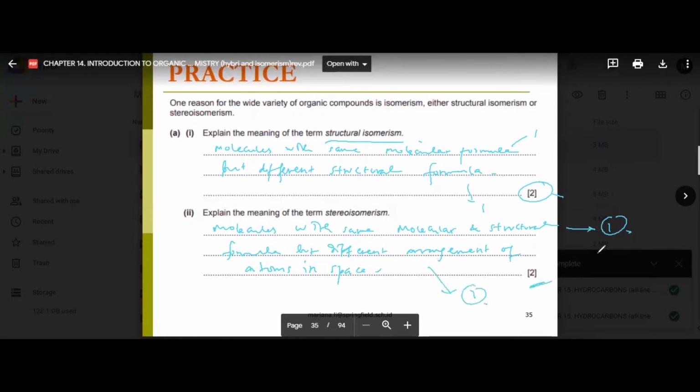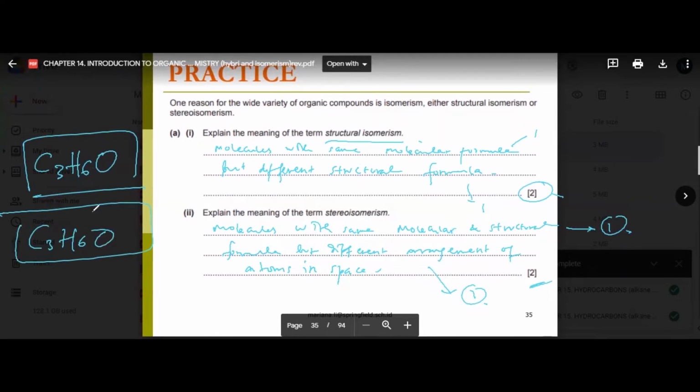Molecules with the same molecular and structural formula is 1 point, different arrangements of atoms in space is 1 more point. So if you just state molecules with the same molecular formula, you just get 1 point. Please remember, get it? Same molecular formula means, for example, if I have C3H6O, both have the same molecular formula, but later on they differ in structure or different arrangements of atoms in space. Once again, this is the meaning of same molecular formula.